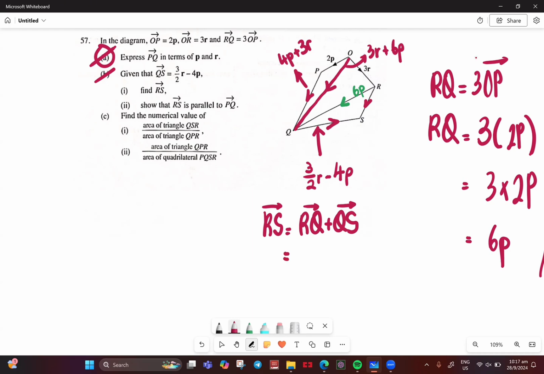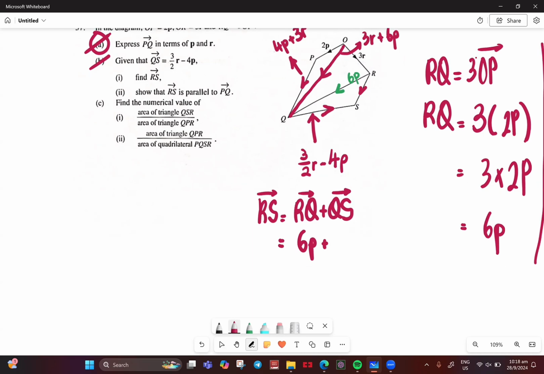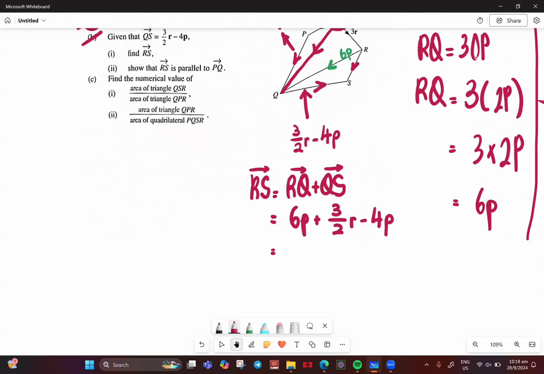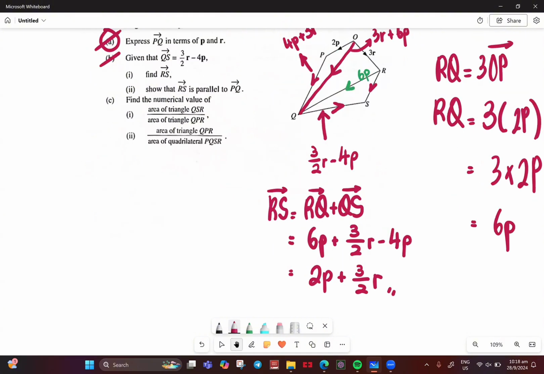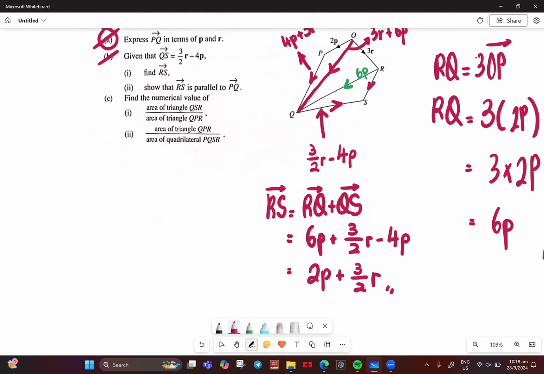So what's my RQ? My RQ is in the correct direction. Can somebody tell me? Very good, 6P. And can somebody also tell me what QS is? Isn't that given in the question? Agree or disagree? So this is what you will get. And then P and P, very good, so P, and then after that, 3 over 2. That's basically how you would find RS, and that is for B I. That's how you would do a question like that in the parallel.